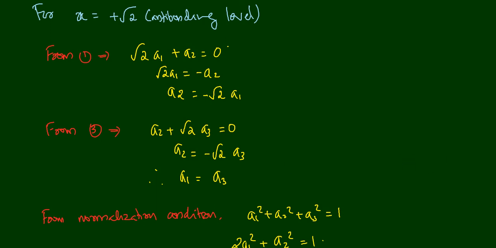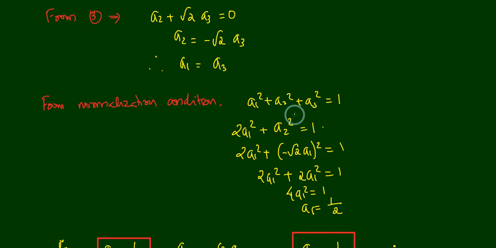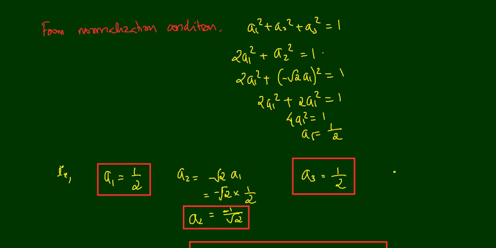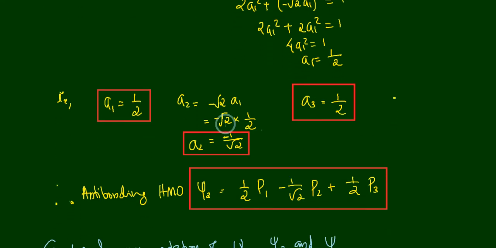And now we again come to the normalization condition, that is A1 square plus A2 square plus A3 square is equal to 1. And from this one, since A1 is equal to A3, 2A1 square plus minus root 2 into A1, the whole square, is equal to 1. So 4A1 square is equal to 1, or A1 is equal to 1 by 2. So now we have the expression for A1. From that, we can get the expression for A2 and A3. So A1 is equal to 1 by 2, therefore A2 is equal to minus root 2 into A1. So substitute the value for A1 here. A2 is equal to minus 1 divided by root 2. And A3 is equal to A1, therefore A3 is equal to 1 by 2.